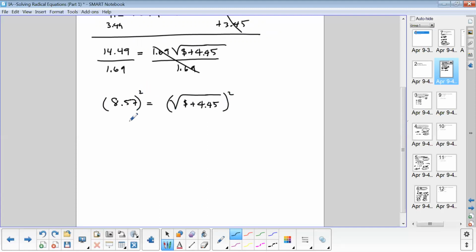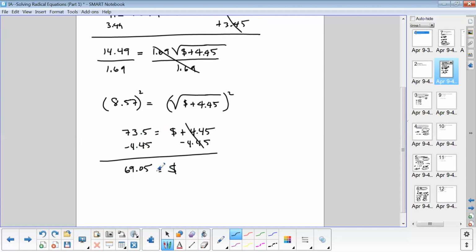And 8 57/100 squared is approximately 73.5. And when I square the radical, I'm just going to get the radicand, so S plus 4 45/100. I'm then going to subtract 4 45/100 from both sides, and that should give me the speed. And the speed, 73.5, take away 4 45/100 is 69 500. So the speed is approximately 69 miles per hour.